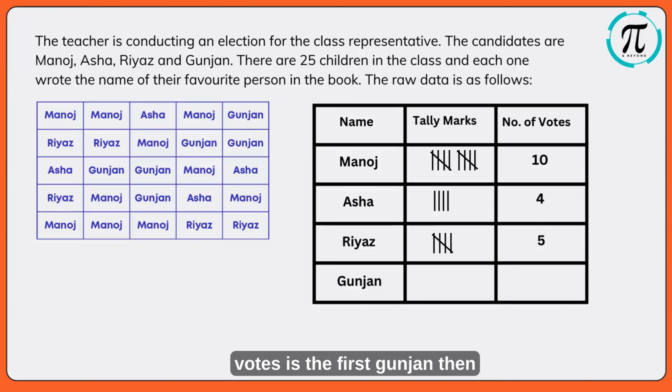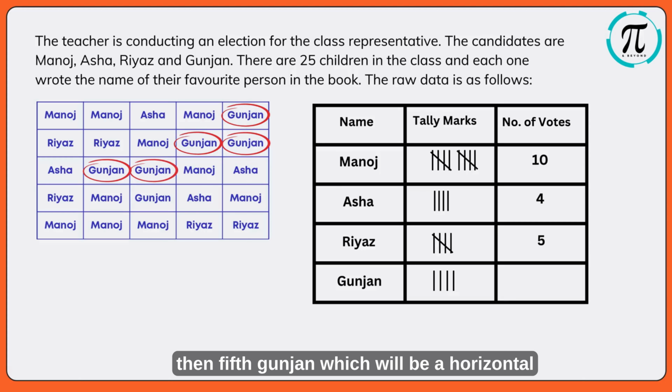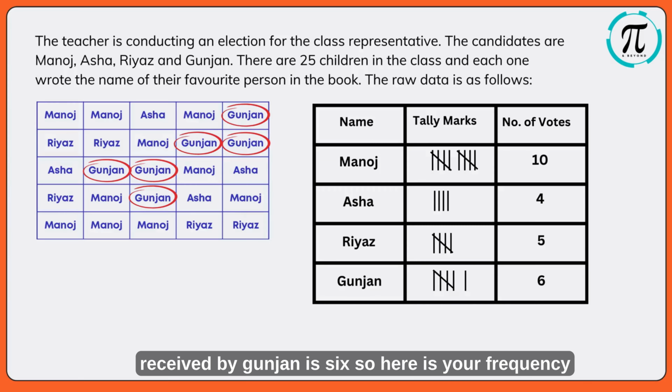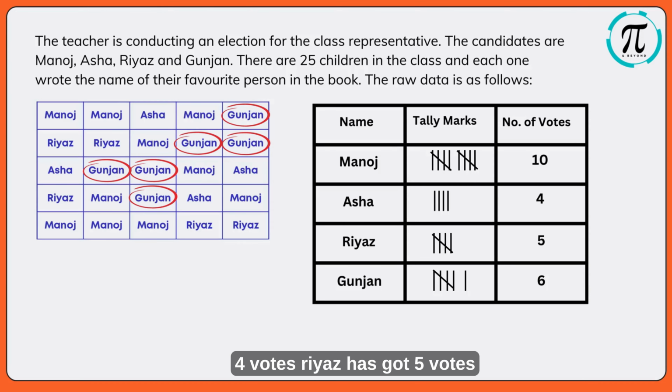Let's find the number for Gunjan. Here is the first Gunjan, then second, third, fourth, then the fifth Gunjan, which will be a horizontal line, and then the next Gunjan, which is the sixth one. Hence, the frequency of Gunjan is 6 in the table. That is, the number of votes received by Gunjan is 6. So here is your frequency distribution table. How easy it is to understand that Manoj has got 10 votes, Asha has got 4 votes, Riyaz has got 5 votes, and Gunjan has got 6 votes. Obviously, you can see that Manoj is the winner.